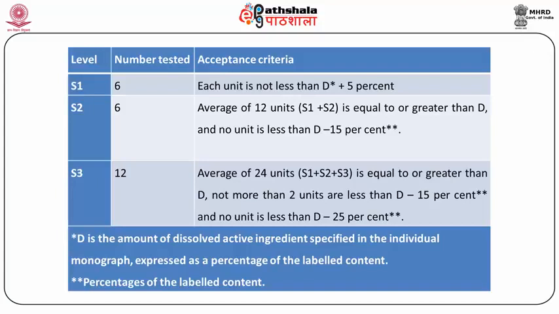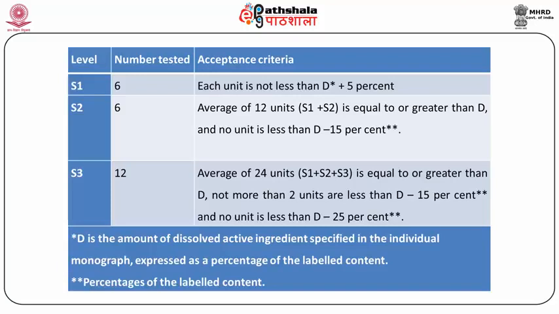For level 2, that is S2, again 6 tablets are taken, and here the average of 12 units, that is S1 plus S2, is equal to or greater than the D value, and no unit should show a value less than D minus 15%. That means around 85% of the drug should show solubility in the dissolution medium.